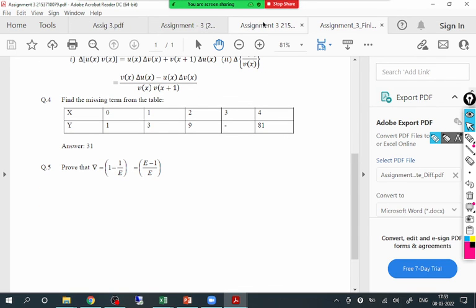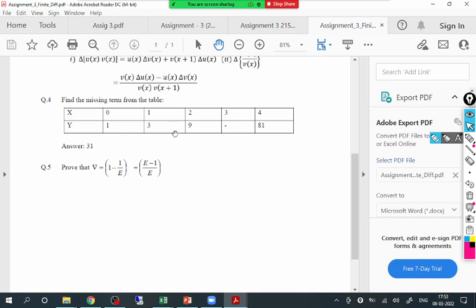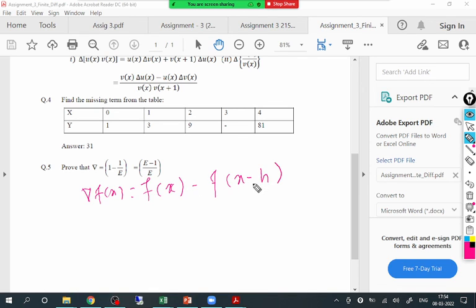This we already did in the class. It was not completed, but you should do these equations, whatever is given. So we have to prove del is equal to 1 minus 1 upon e. It is very straightforward. Just take del fx, that is f of x plus h minus fx. Sorry, fx minus f of x minus h. We start with del fx, which is fx minus f of x minus h. This is by the del property.